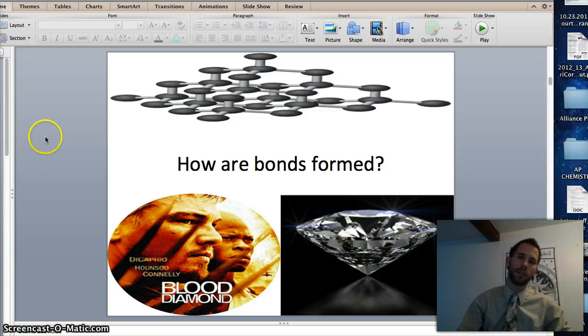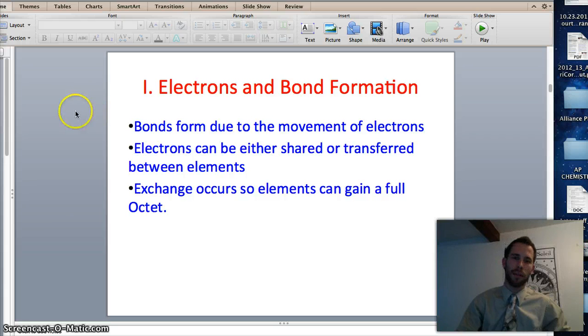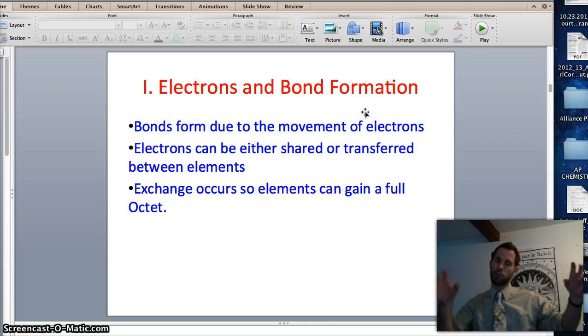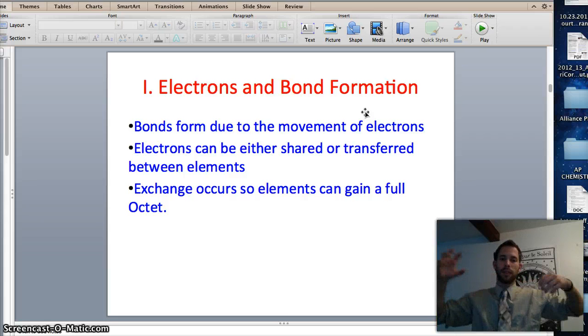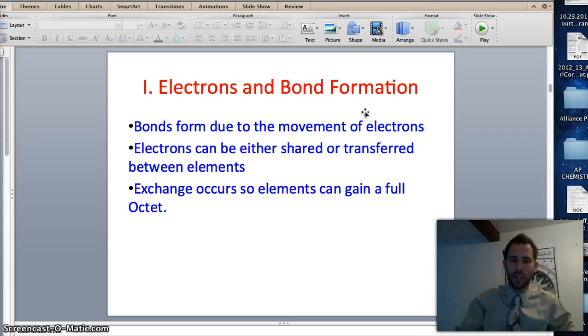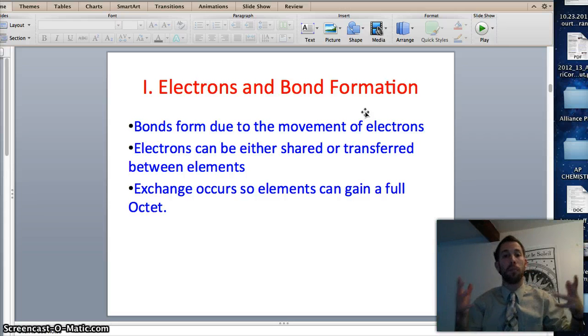So first things first, how are bonds formed? Electrons and bond formation. Bonds are formed essentially because electrons are moving from one area to another. Sometimes electrons are shared between two things, and sometimes electrons are taken or exchanged so that one atom or another or both can have a full octet.